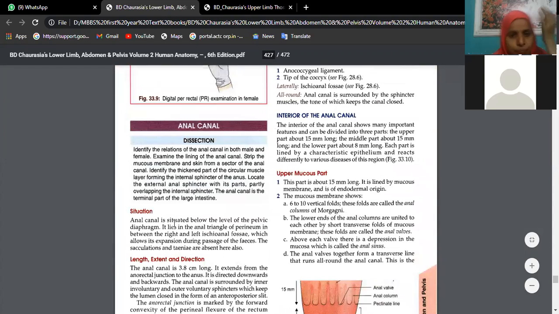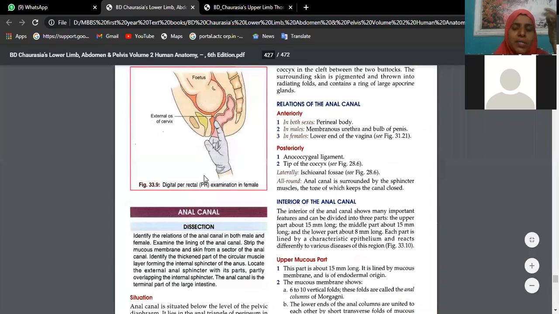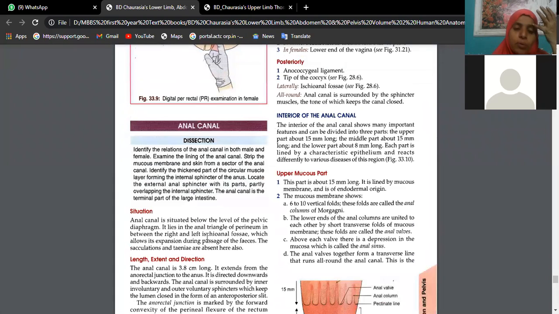So it is present between the right and left ischioanal fossae or ischiorectal fossae, which are basically filled with fat and which allow free expansion of fecal matter, isn't it? Then, when you look into the interior of the large intestine, it will show folds, right? Mucosal folds, which are like sacculations or taenia. What we see in the large intestine are not seen in the anal canal.